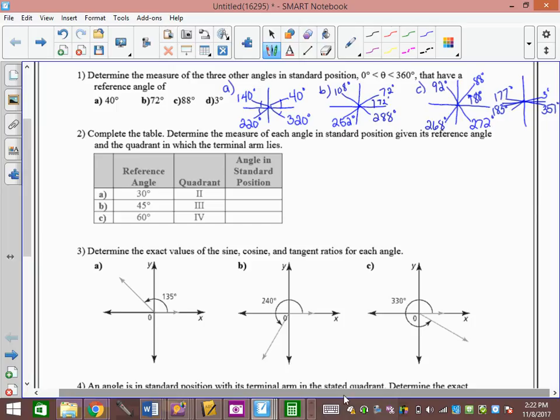Okay, complete the table, determine the measure of each angle in standard position given its reference angle. So it's a reference angle of 30 in quadrant 2, so it's going to be a 30 is going to be here. So what's this angle going to actually be? 150.